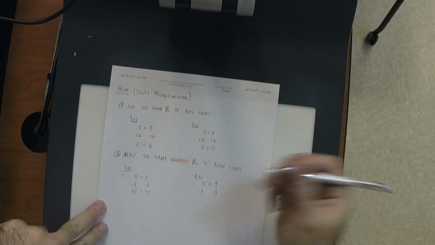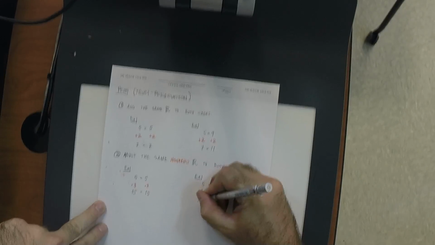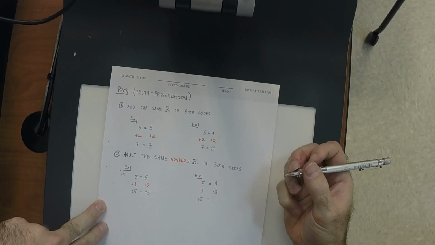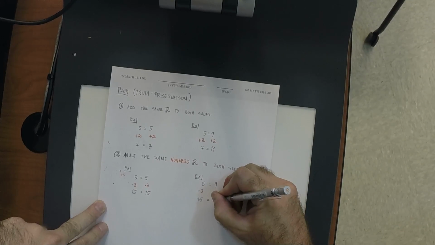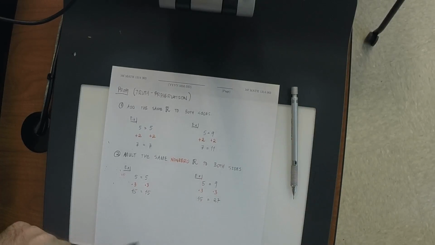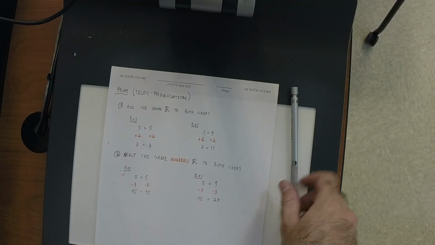The new left-hand side is 15. The new right-hand side is 27. So how about that? True or false? False. So I'd like for you to observe that multiplying both sides by 3 preserves the truth. If it was true in the beginning, it was true in the end. If it was false in the beginning, it's false in the end.